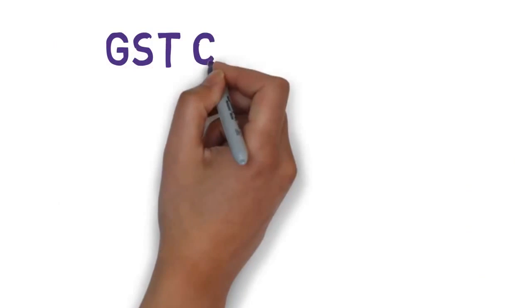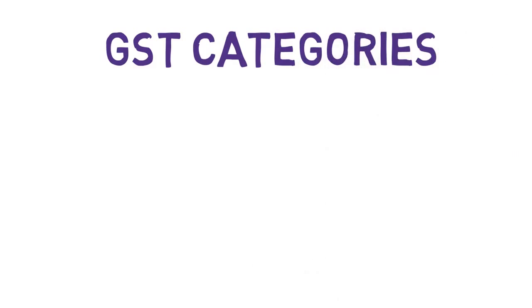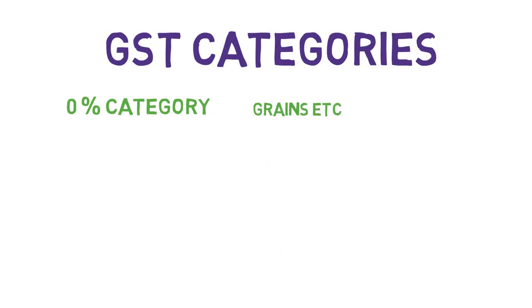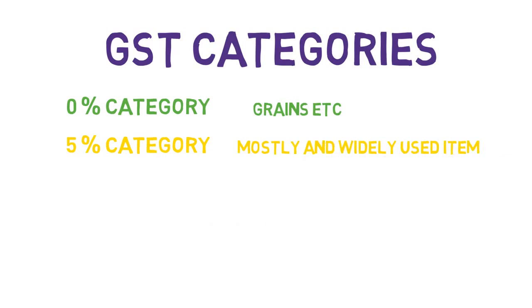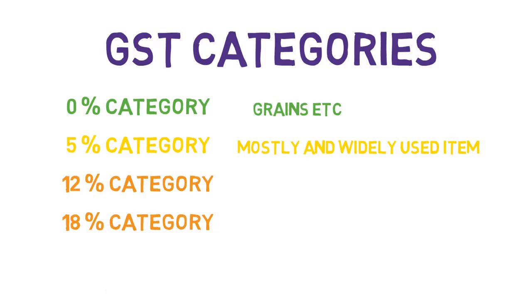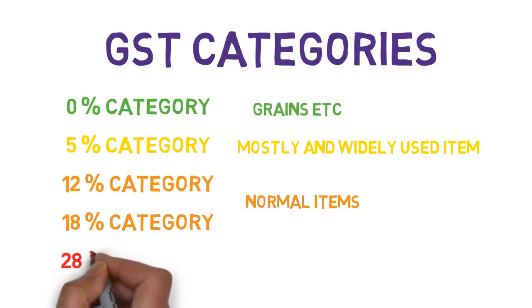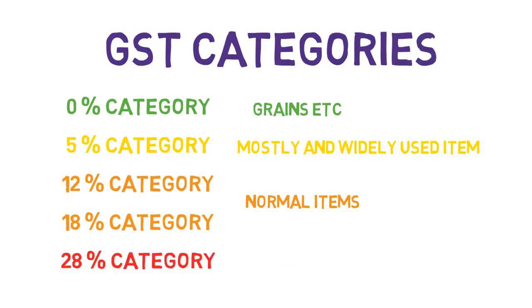We will also have 5 categories in GST in India. 0% category, which will apply on food grains and so on. 5% category, which will apply mostly on widely used items. 12 and 18% categories, which will apply on items which are normally used. 28% category, which will apply on luxurious items.